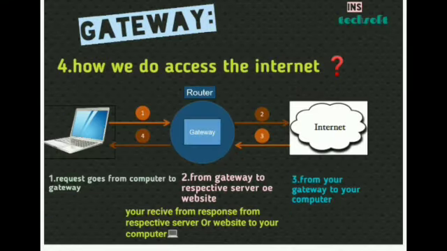The fourth one is how we access the internet. The first thing we should understand is that the gateway is one of the backbones of the internet. The gateway helps us to communicate between two networks, and the internet is nothing but the interconnection of different individual networks. So whenever we make a request for any resource, the request goes from your computer or laptop to the gateway, then from the gateway to the respective server, and we receive a response from the respective server via the same path.